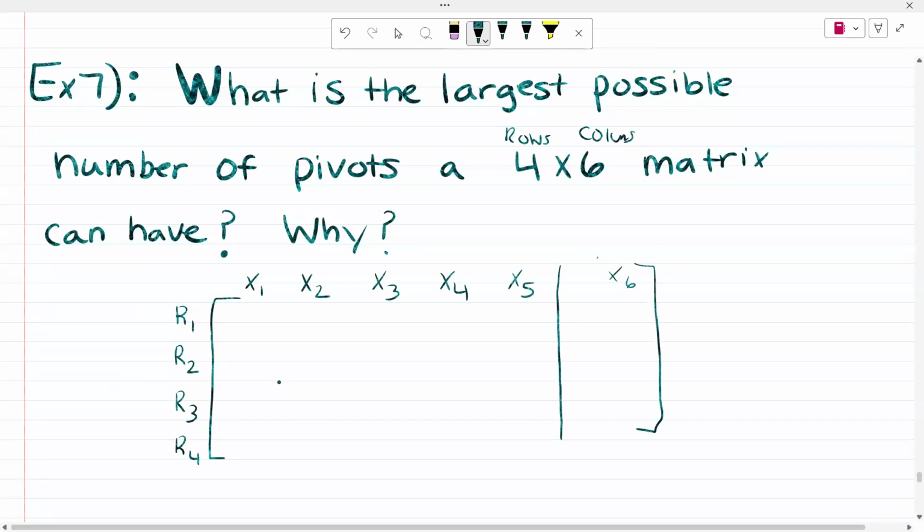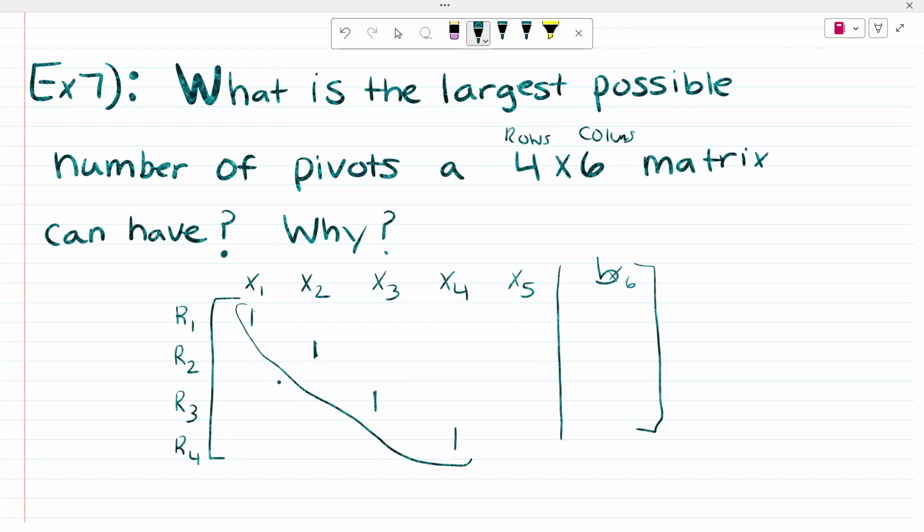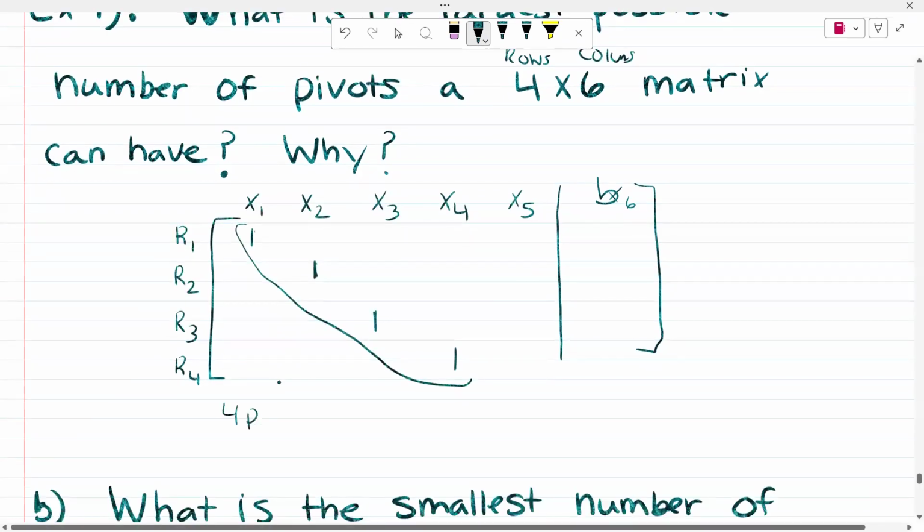or your B, yeah. So this one would have a 1, right? This is your pivot. And then x2, row 2 would be 1. And then x3, row 3 would be 1. And then x4, row 4 would be 1. So this would be your diagonals or your pivots. So that means you have 1, 2, 3, 4 pivots. 4 rows, and one free variable.